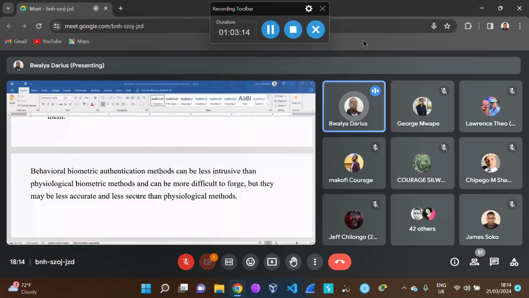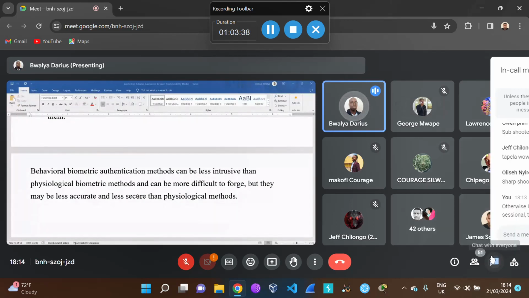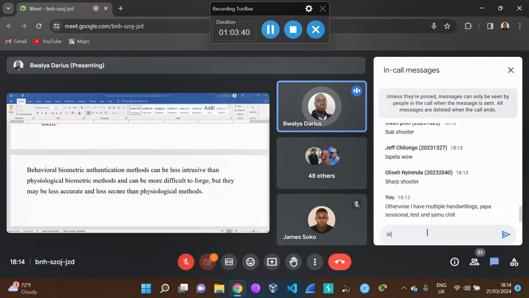Okay, how they type on the keyboard, we are going to see that. It is said that this is less intrusive than physiological biometric authentication, and it can also be more difficult to forge. Like I said, these signatures differ. It is very different from the others, even if others try to forge it. It's only that in our system, we don't apply such recognition.